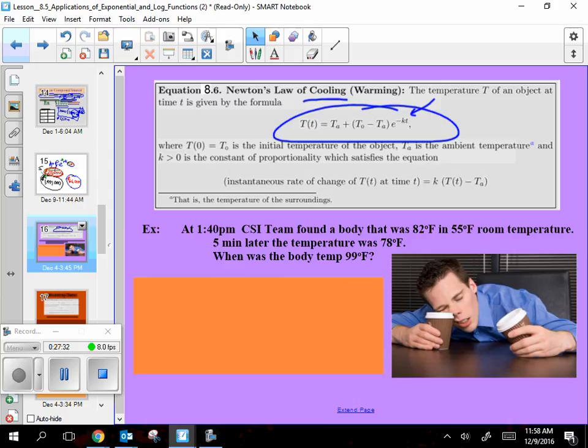I think it even works if it's above room temperature. Why would that be? Let's say you're in Arizona in a room that's 110 degrees. Well, then when you die, you're actually going to heat up. Kind of a weird thought. But all that matters is the difference between the body's temperature and the room temperature. All right, we'll do one of those on Monday.